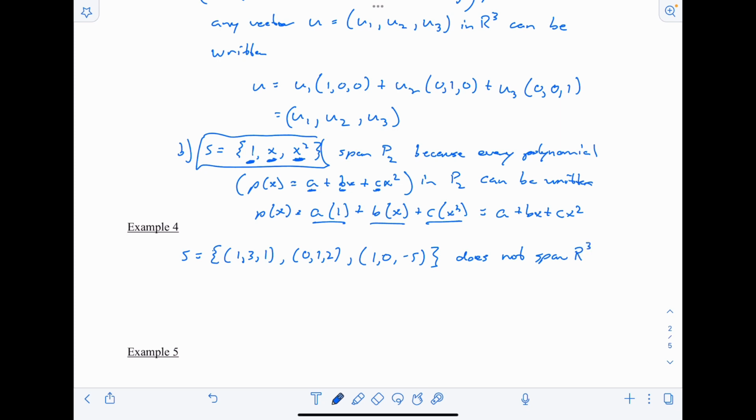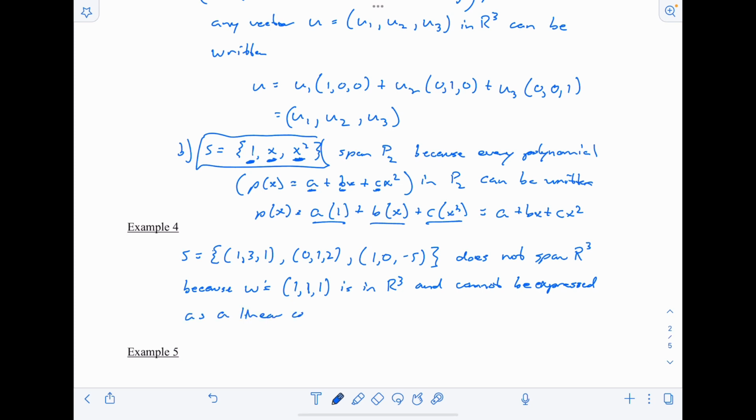The reason for that is because we already know from a previous example that when W was (1, 1, 1), this didn't work. (1, 1, 1) is in R3 and cannot be expressed as a linear combination of vectors in S.